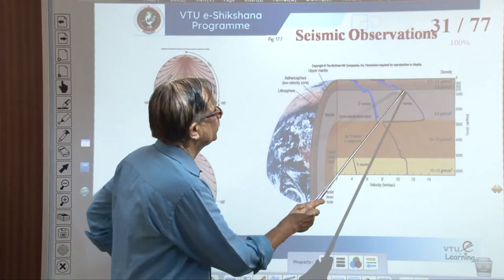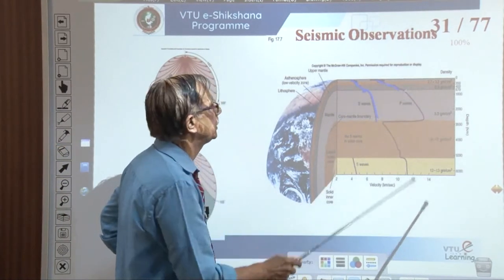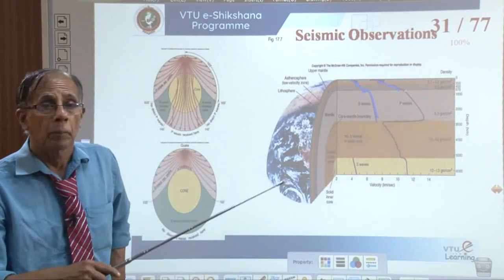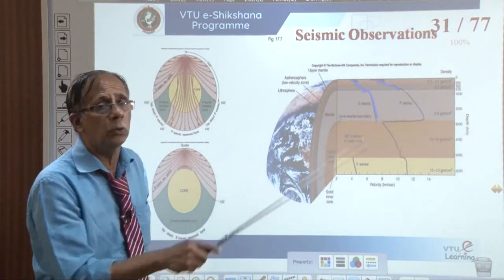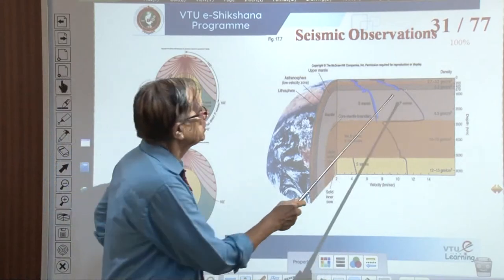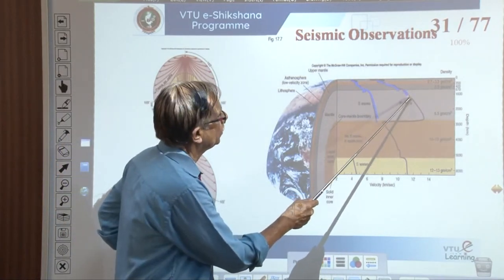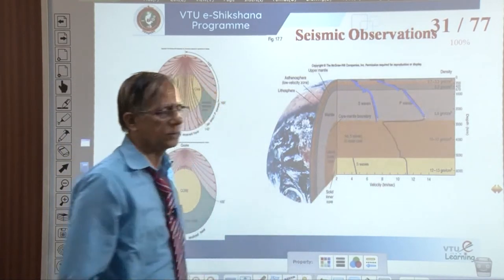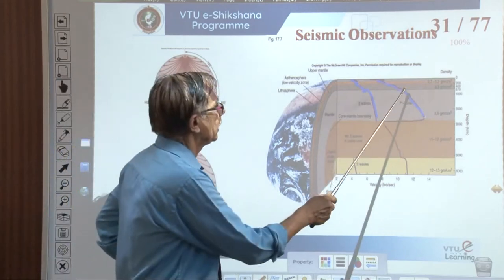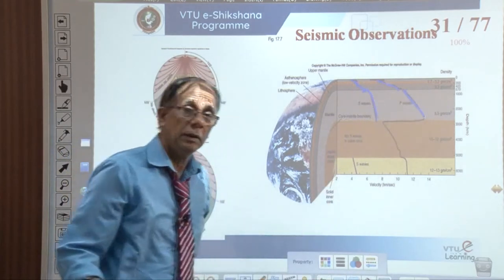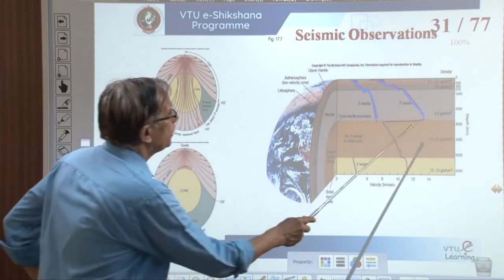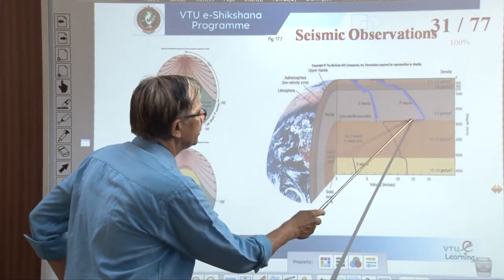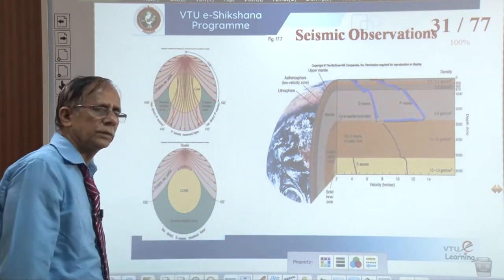On reaching this depth, there is a sudden change in the velocity, which we call the mantle-crust discontinuity, the Mohorovicic discontinuity. There is a sudden change. This P wave also shows a progressive increase in velocity. It means there is a gradual increase in the density of the material. The interesting thing is, P wave on reaching this depth shows a sudden drop in velocity.